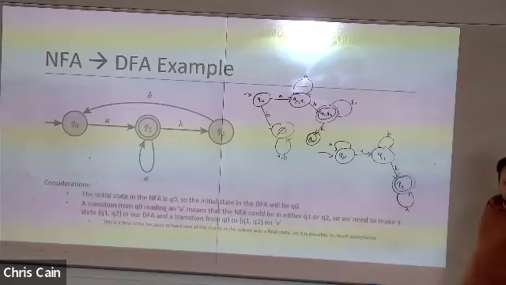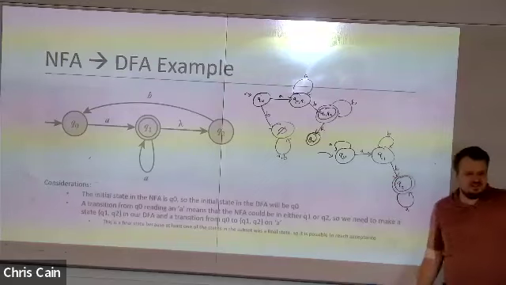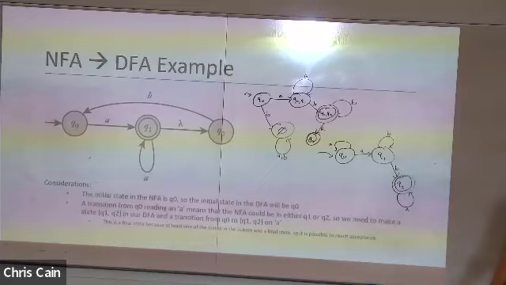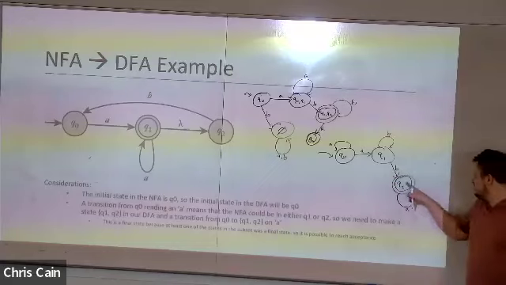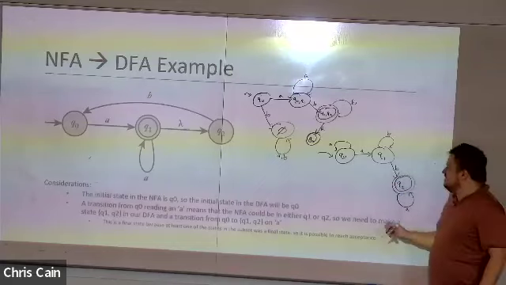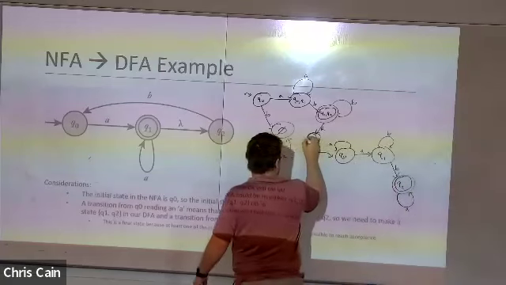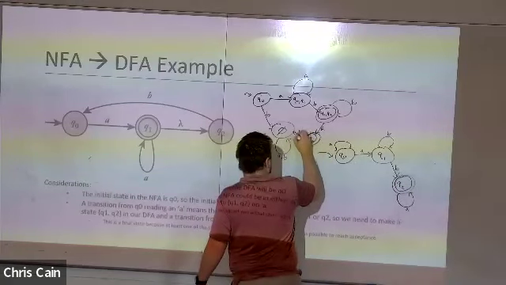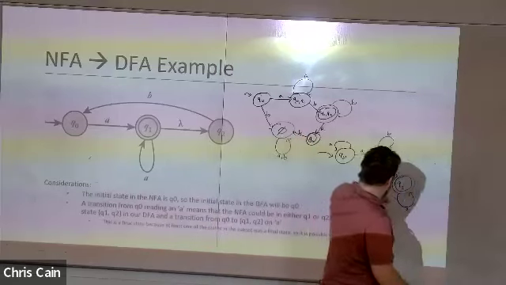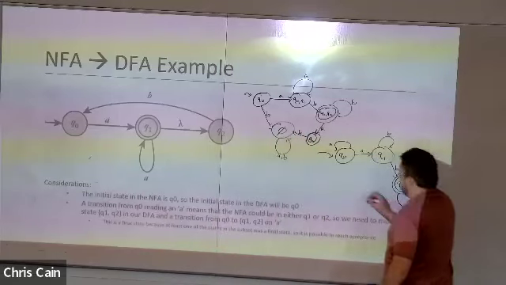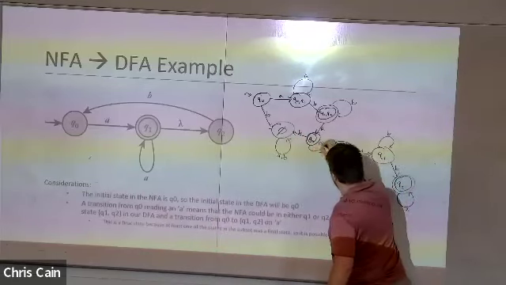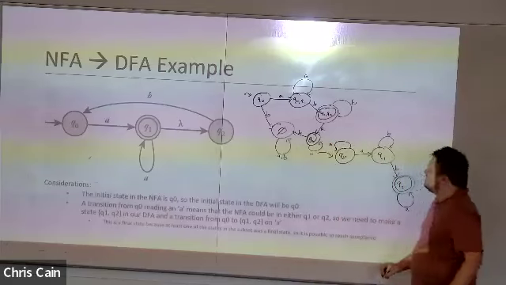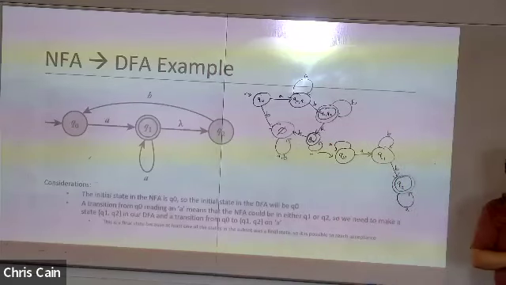But you're asking just about Q2. Now I'm asking just about Q2. I said Q1, Q2 before, so it makes sense that Q2 reading a B, there's no way to do it. So that goes to the trap state. And reading an A, it goes to itself. So that should be the whole DFA.